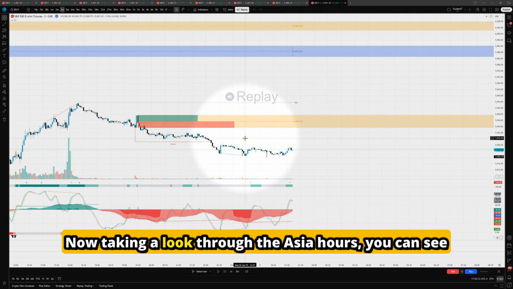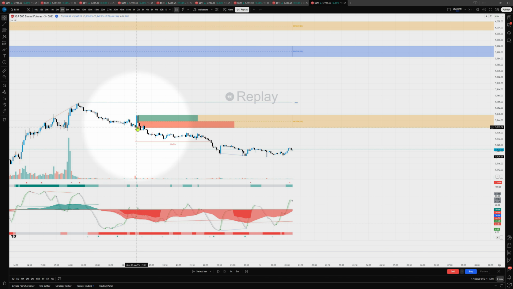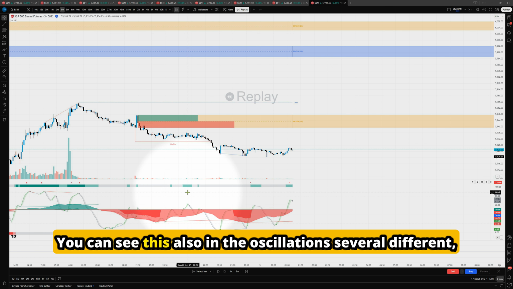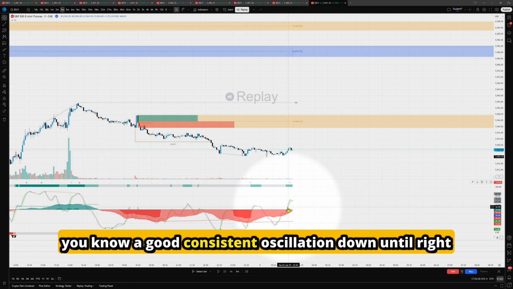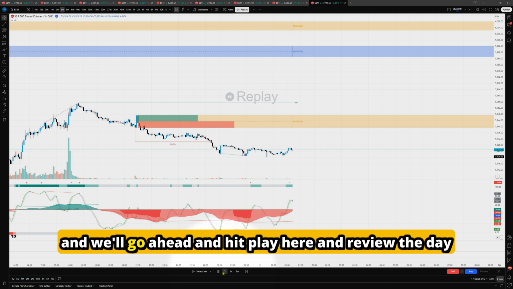Now, taking a look through the Asia hours, you can see that there was a little bit of action here at 7 o'clock, 1900 hours, creating a new order block and then a downward push. You can see this also in the oscillations, a good consistent oscillation down until right around the 1 o'clock hour, where you're starting to get a minor divergence building up. And we'll go ahead and hit play here and review the day.